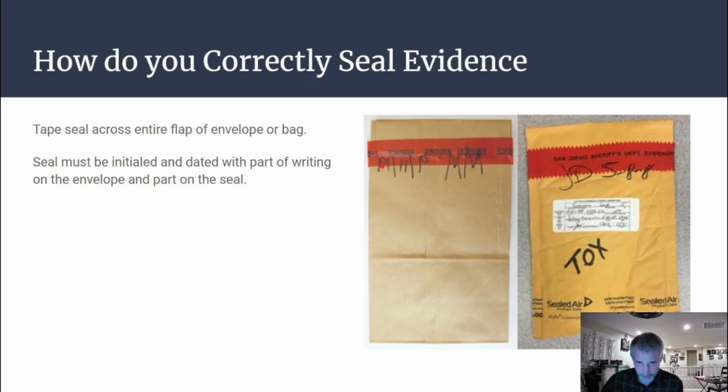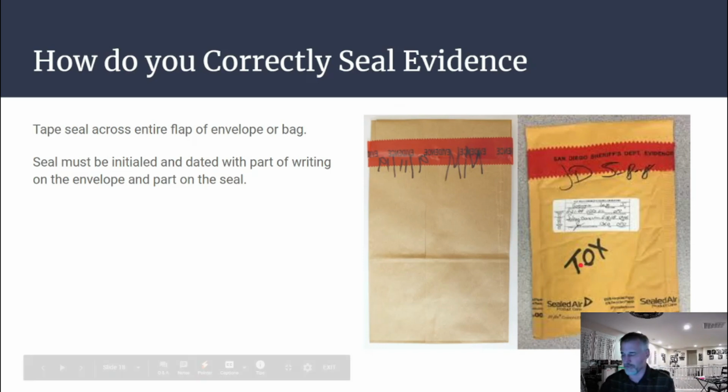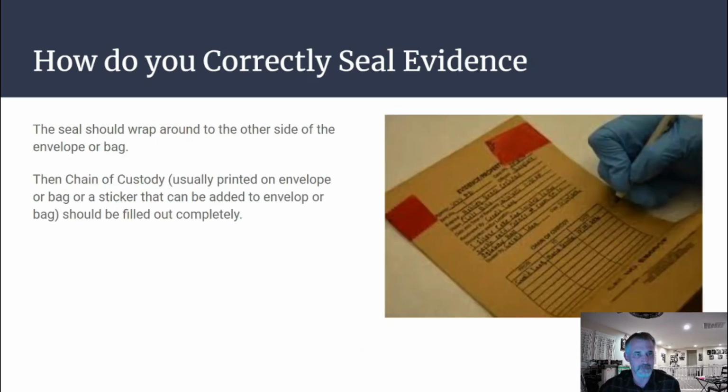But most of the time, if you actually break this seal to go in, you want to make sure that you break it in a way that the seal, the initials and the date and everything are still readable. So a lot of times what they'll do, if they get this evidence, is make the tear in the bottom of the envelope, and then they can reseal it down there if at all possible, or put it into a new package, keeping the original package with it if they have to. The seal should wrap around to the other side.